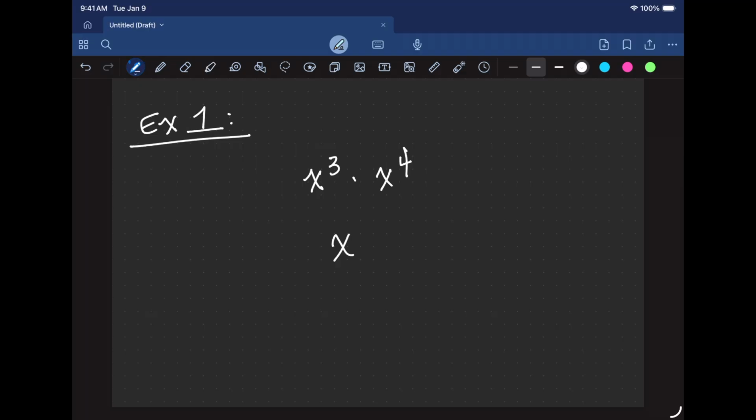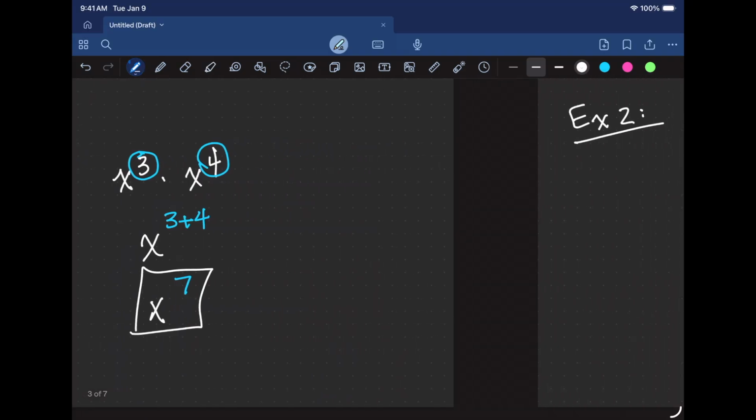So when I see that I'm multiplying 2 terms that have that same base, we're going to look for those exponents, which in this case are 3 and 4, and we are going to add those. So 3 plus 4 would be 7. So my final answer here would be x to the power of 7.